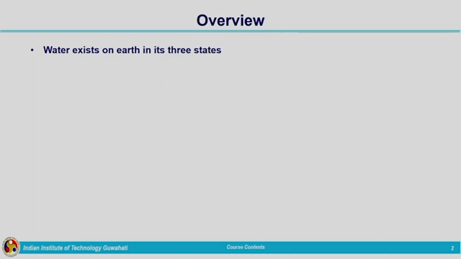So, coming to the overview, we all know water exists on earth in three states, that is gaseous state, liquid state and solid state. So, water in different phases is present on the earth's surface, beneath the ground surface and also above the ground surface. Based on this, the entire course is divided into different modules.